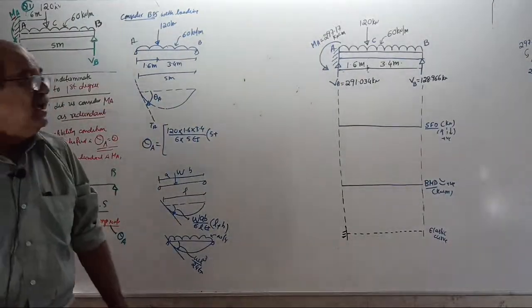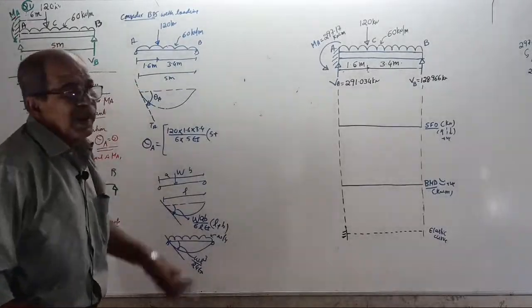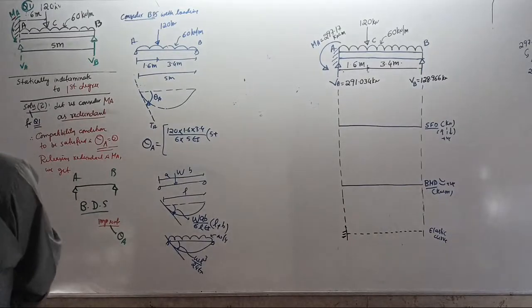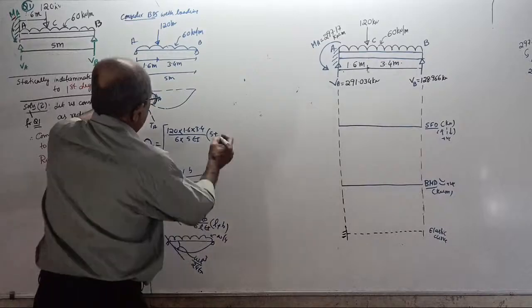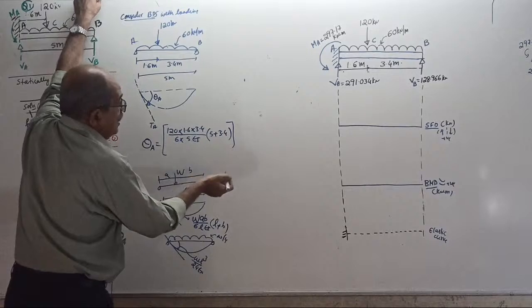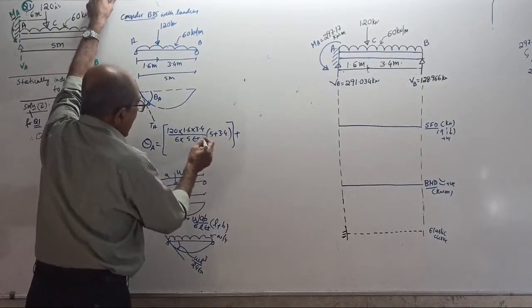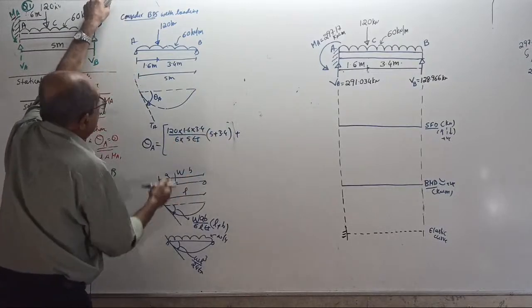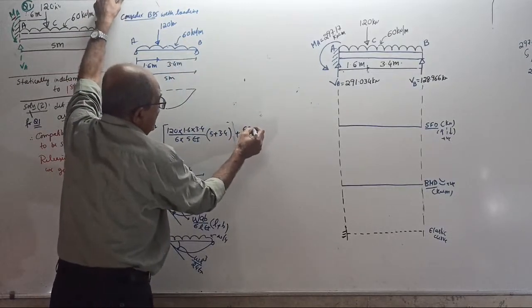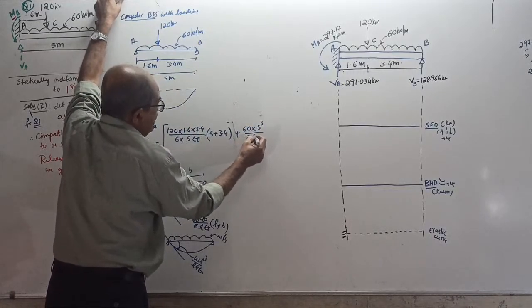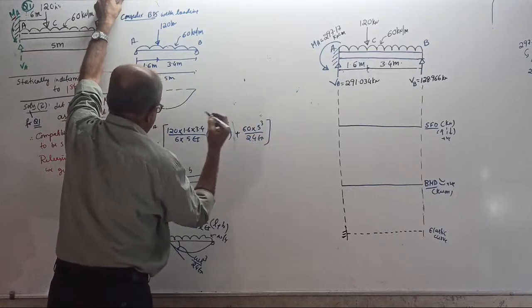5 plus how much? I want theta A. So 5 plus how much? 5 plus 3.4, this is due to point load. Continue, plus, the bracket is still open, this is due to point load. Now for UDL, intensity 60 into span cube, 5 cube divided by 24 EI.